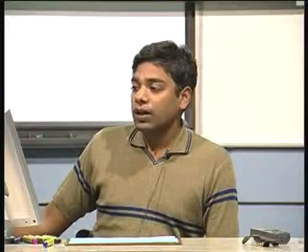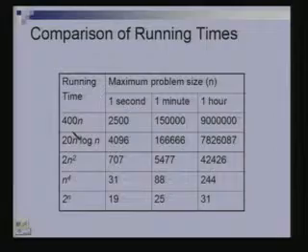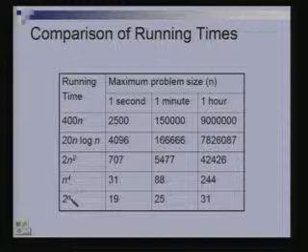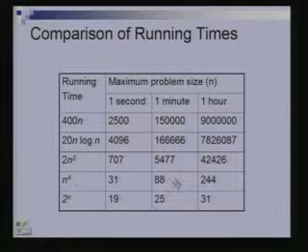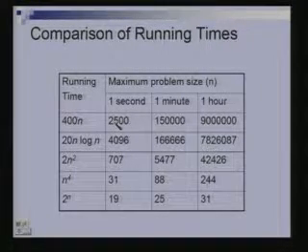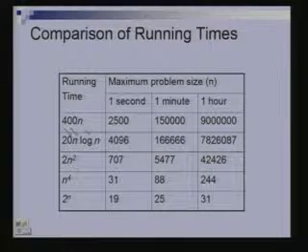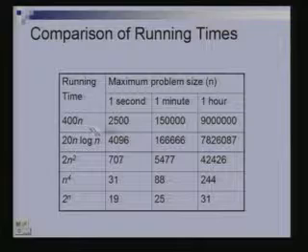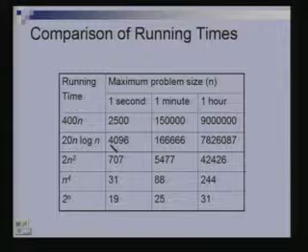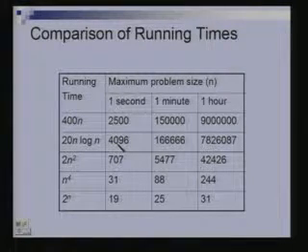Great. So this is just one slide that I put up to show what the difference between these functions is like. Suppose I have algorithms whose running times are like 400n, 20n log n, 2n square, n to the 4 and 2 to the n. Here I list out what is the largest problem size you can solve in 1 second, 1 minute and 1 hour. So the largest problem size you can solve is roughly 2500, say using some constant. If you had this as your running time, this is what the problem size would be like.